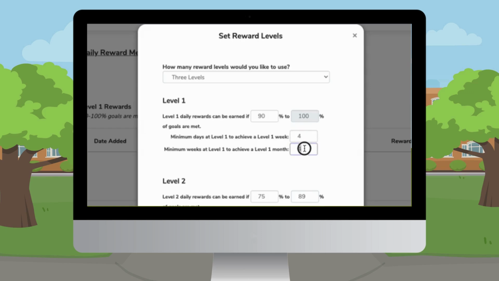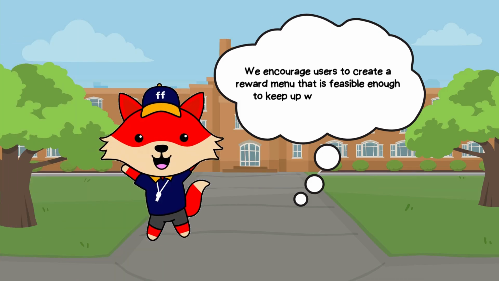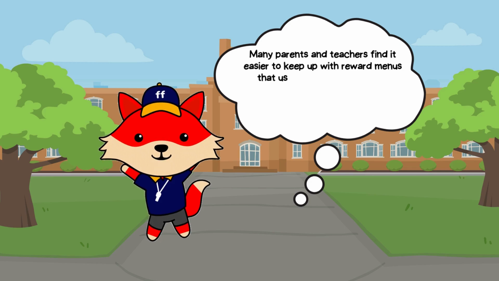Criterion for earning weekly rewards is based on how many days in the week the child earned a level 1 day, and criterion for earning monthly rewards is based on how many weeks in the month the child earned a level 1 week. We encourage users to create a reward menu that is feasible enough to keep up with consistently. Many parents and teachers find it easier to keep up with reward menus that use 1 or 2 levels.